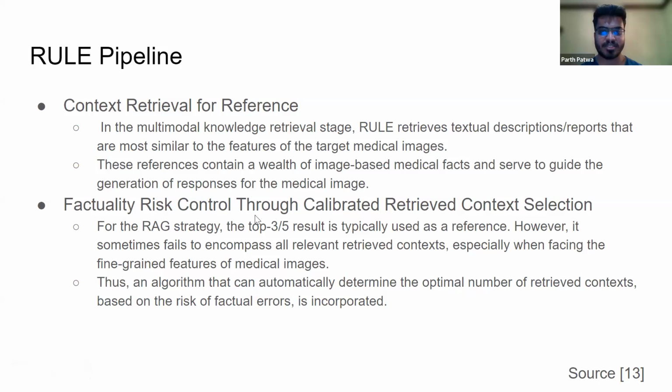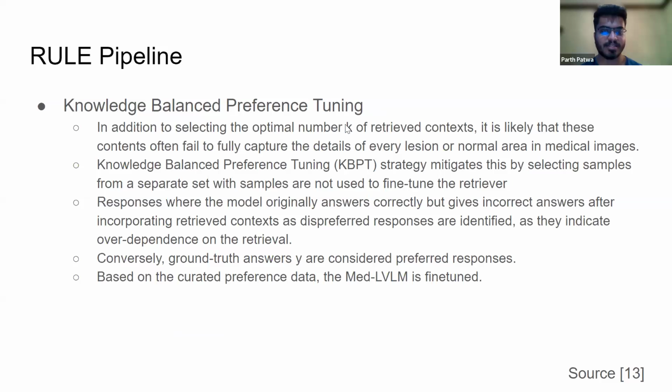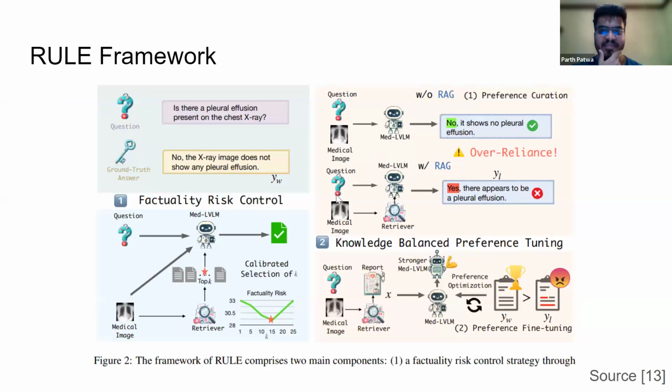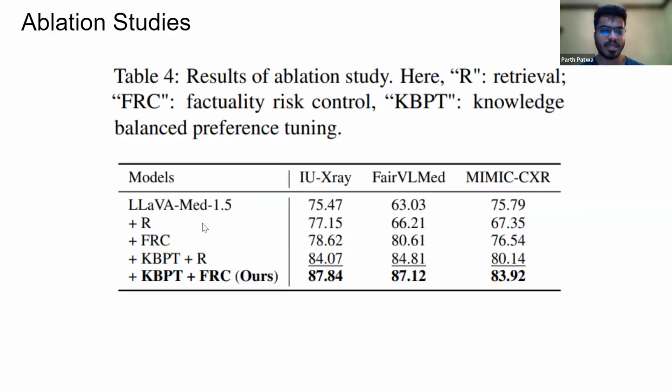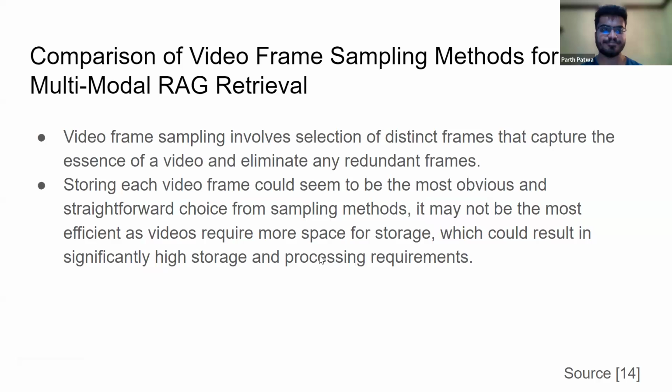So using both these enhancements, where we have the factuality risk control on the top documents and the balancing of the inherent and the external knowledge, they train the MED VLM. And we can see that there are some cases where there is over-reliance on the documents, which is wrong. So having a balanced approach helps us. And we can see that this method performs better on question answering on patients' x-rays. And finally, each of these techniques is important because even if we remove one, the performance goes down.